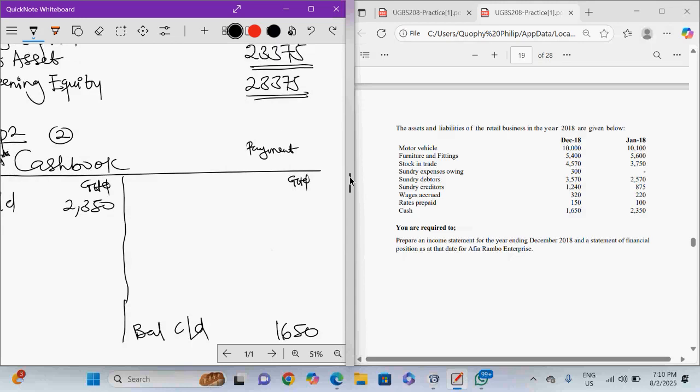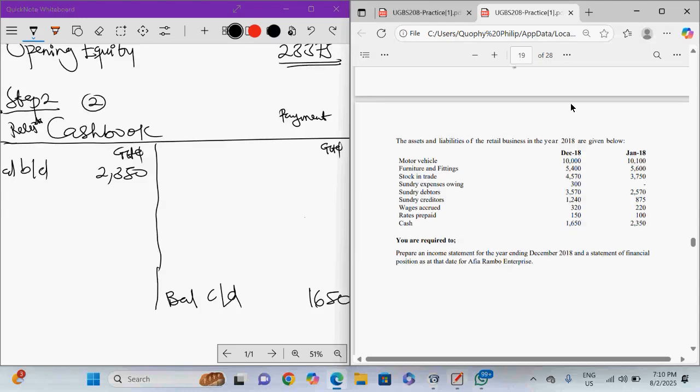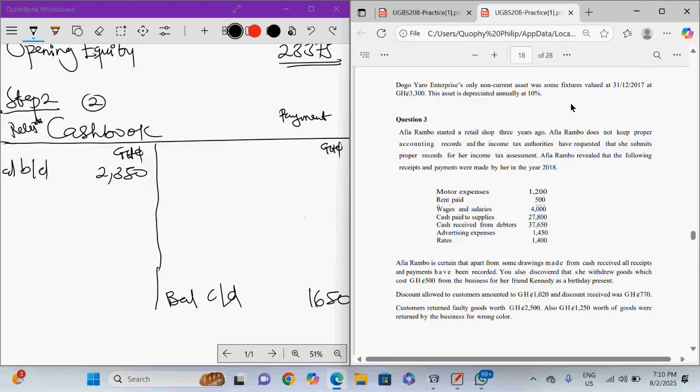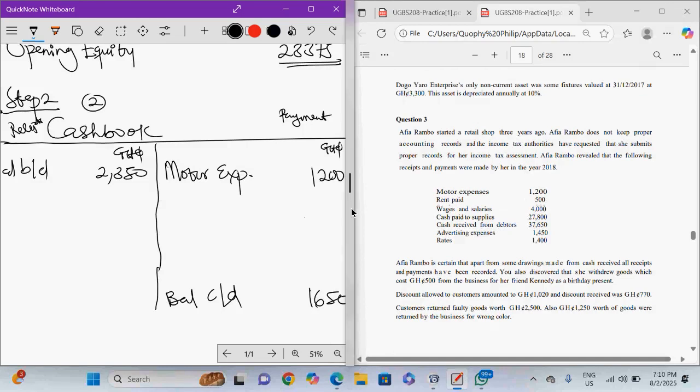Now let's proceed with our cash receipt and payment, or the cash and bank transactions. So here, receipt and payment: motor expenses 1,200. The motor expenses, is it a receipt or a payment? Payment. So it means it will be at the credit side. How much is the motor expenses? That is 1,200, right?